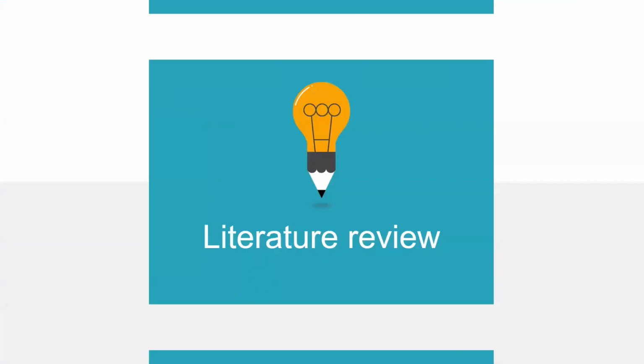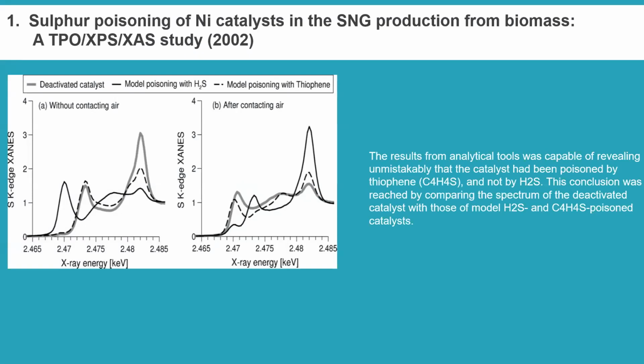The second part is literature review. The first paper focuses on a nickel aluminum oxide based catalyst sample, which had originally been deactivated by sulfur poisoning. The sample had been collected from a methanation reactor. Nickel catalysts were analyzed to elucidate the chemical nature of the sulfur poisoning species. The result from the analytical tool was capable of revealing unmistakably that the catalyst had been poisoned by thiophene and not by hydrogen sulfide. This conclusion was reached by comparing the spectrum of the deactivated catalyst with that of model hydrogen sulfide and thiophene poisoned catalysts.